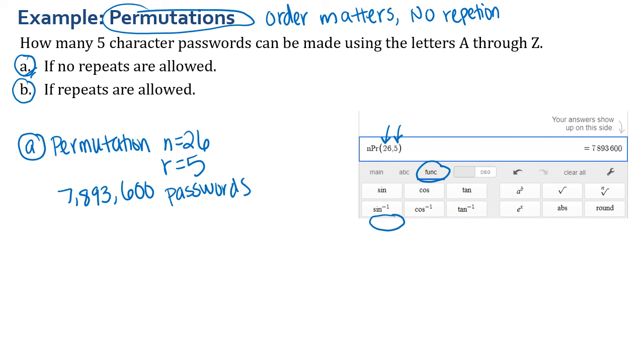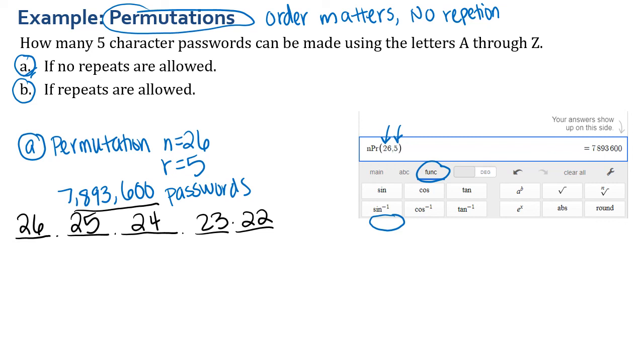Now, again, I could have done this without using the formula. I could have done it just by thinking. So I'm going to show you that first too. We'd have 26 options to choose for the first letter, and then we'd be left with 25 for the second letter, 24 for the third letter, 23 for the fourth letter, and then 22 options left for the fifth letter. When you multiply all of those together, you'll also get 7,893,600.